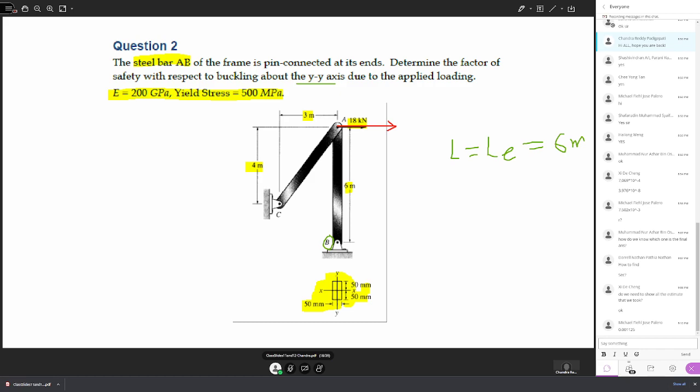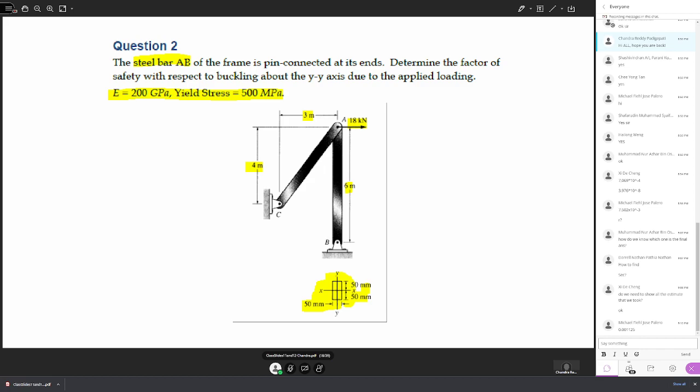Okay, the dimensions of the mechanism are given. The vertical distance is 4. The horizontal distance is 3. The properties: the Young's modulus is 200 gigapascals, and the yield stress is 500 megapascals. So this is the data given. What you need to calculate is the factor of safety with respect to buckling along the YY axis. To do this, you need to first draw the free body diagram.